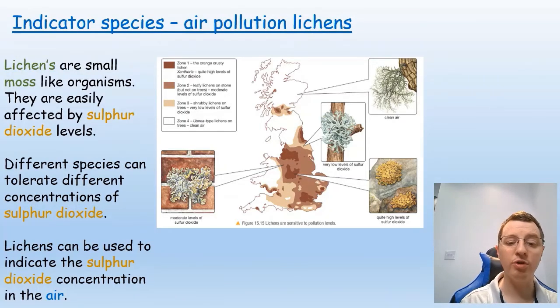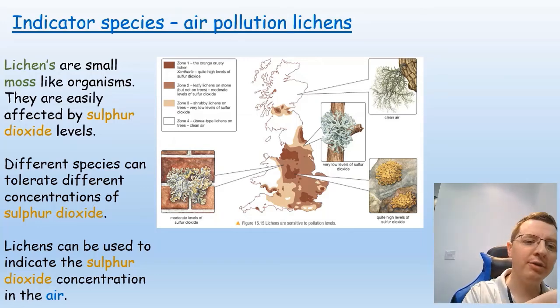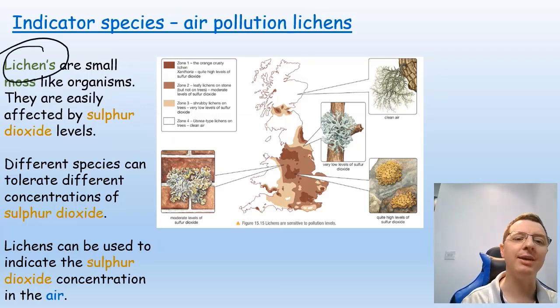Just like with water pollution, there is a way of indirectly measuring the quality of the air and the amount of air pollution within the air by utilising indicator species. In this case, utilising a species called lichens, which are small moss-like organisms that are easily affected by sulfur dioxide levels. Different species can tolerate different concentrations of sulfur dioxide in the atmosphere. Lichens can therefore be used to indicate the sulfur dioxide concentration in the air.